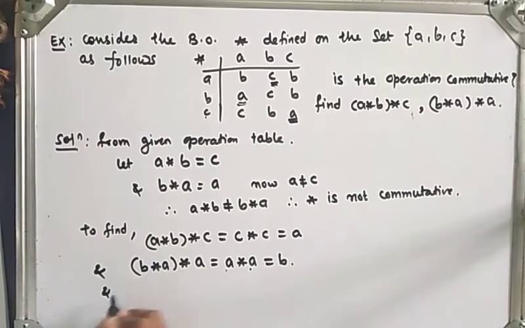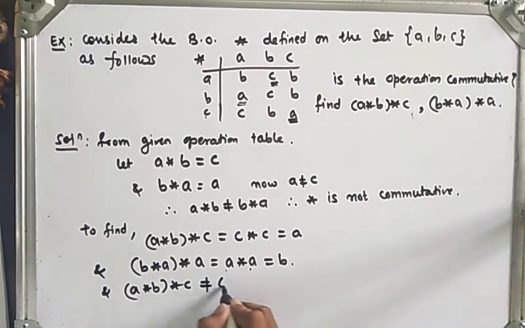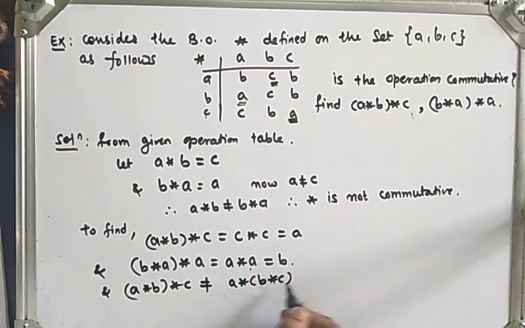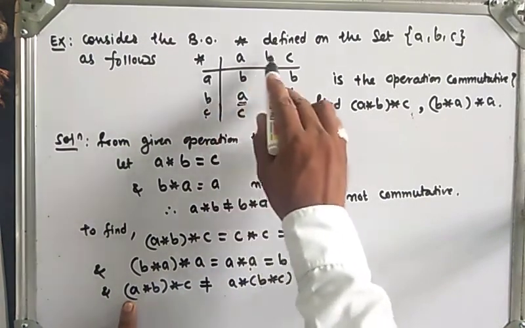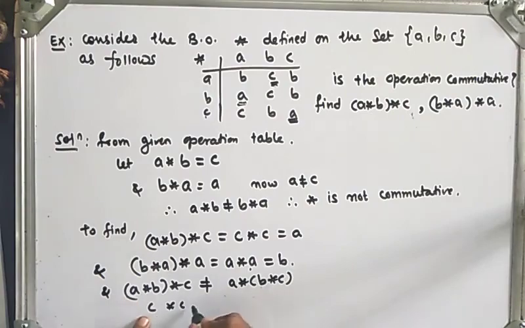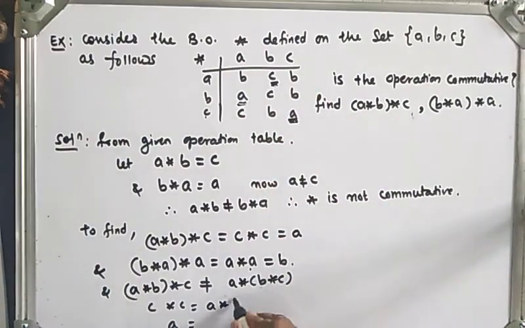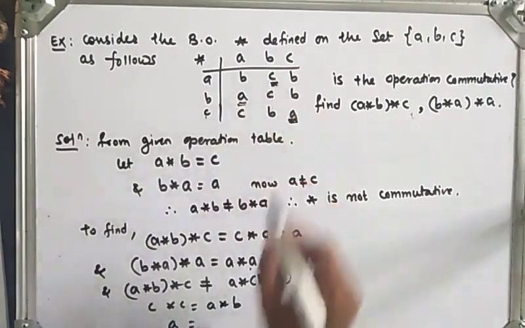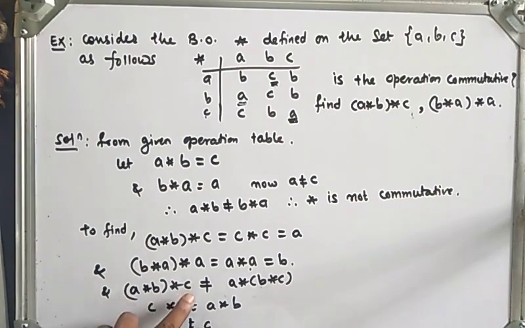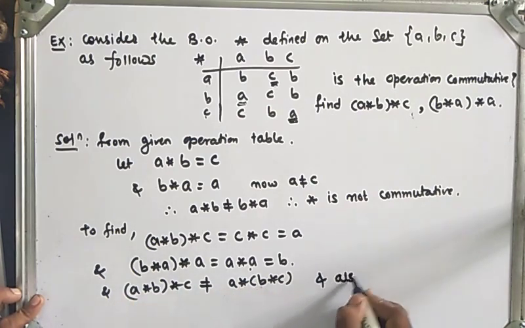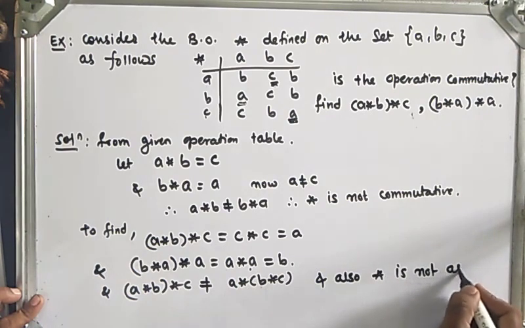And also we see that it is not associative. Here (a star b) star c is not equal to a star (b star c), because here a star b has value c with c, so c star c has value a on the LHS, and on the RHS, b star c has value b, and a star b has value c, so a is not equal to c, means what? (a star b) star c is not the same as a star (b star c), means star is not associative.